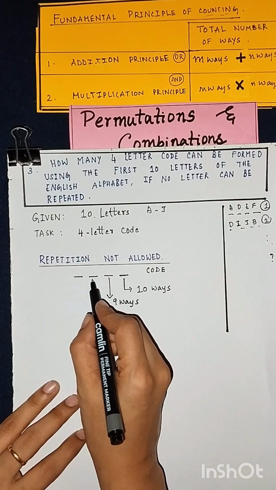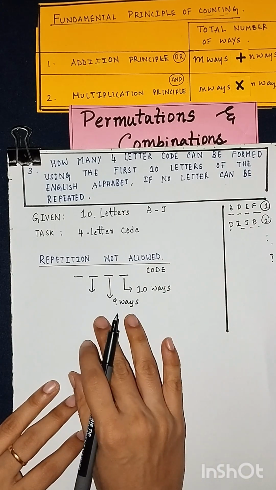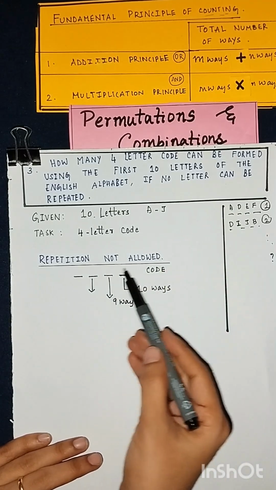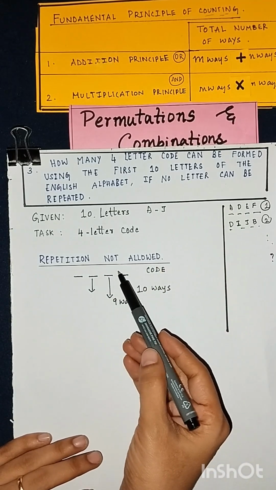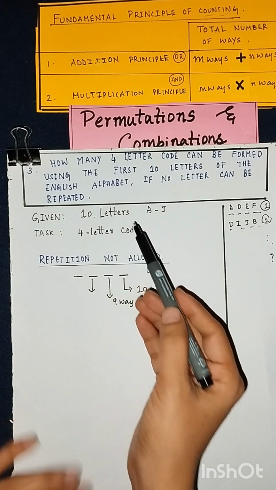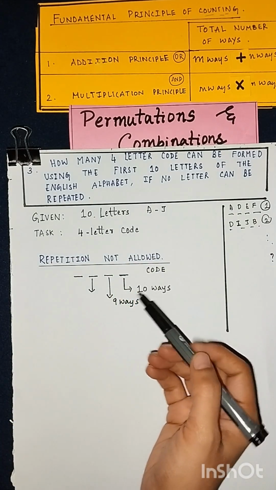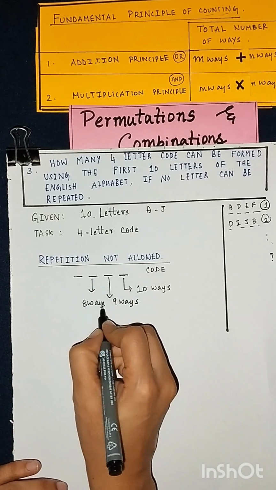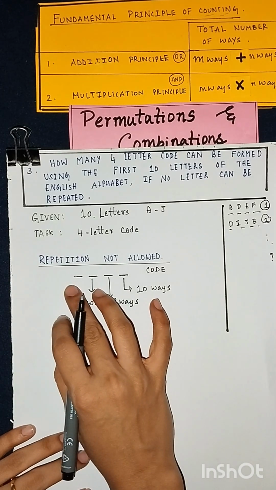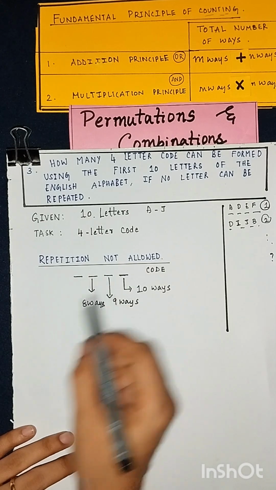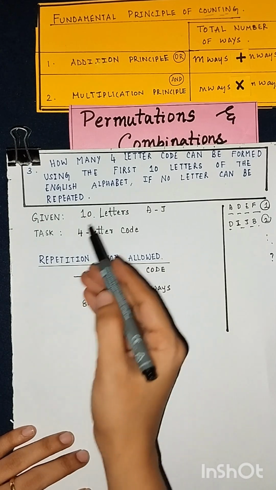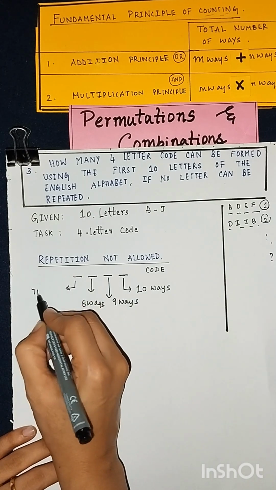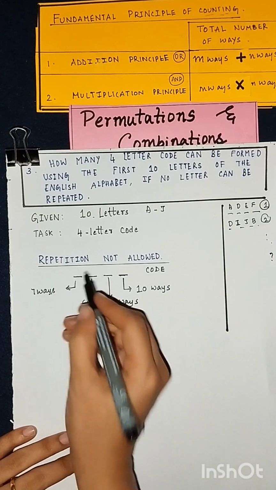Now the next position. Let us say we have taken E and F here. If you have taken E and F, now you don't have 10 letters. You have only 8 letters left with you, right? So here you can fill in 8 ways. And the last position, obviously 3 letters are already used out of 10. So we have only 7 ways to fill this, right?